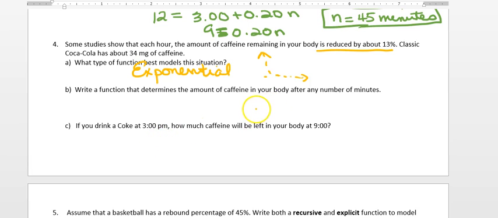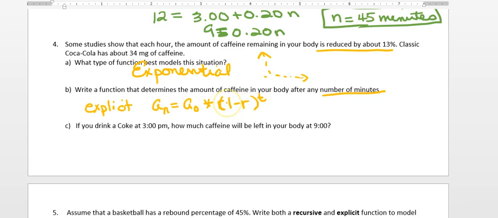The first thing they want us to do is to write a function that determines the amount of caffeine in your body after n minutes. This is an example of an explicit function for this particular type of problem. So for an exponential, the form is A sub n is equal to A sub 0 times r, or times 1 minus r, raised to the t.